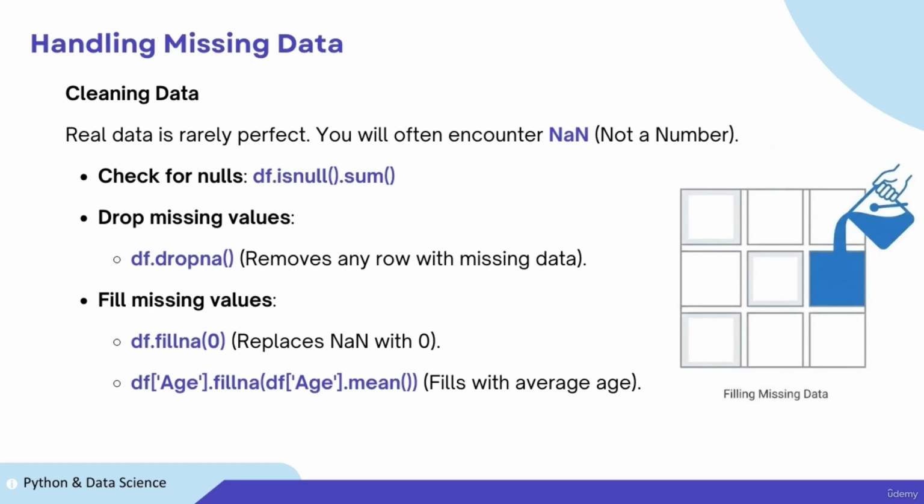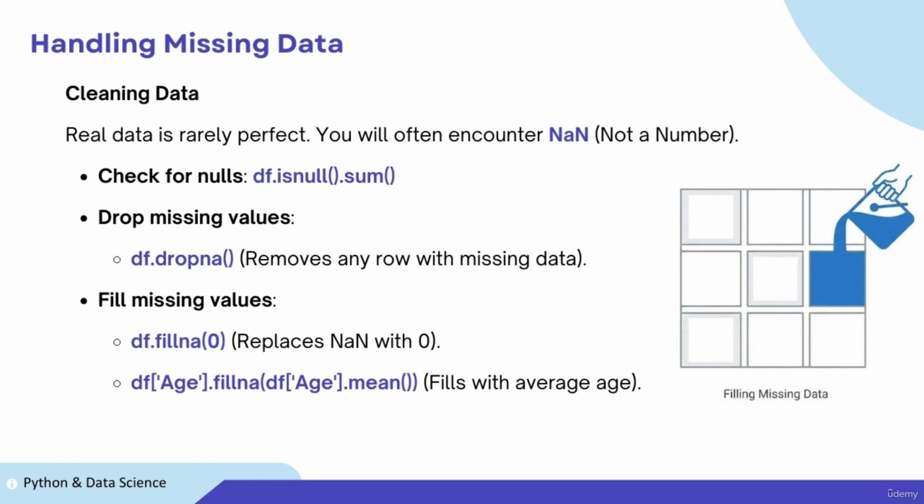Real-world data is rarely perfect. You'll frequently encounter NaN values. This is cleaning data. First, detect the problem. df.isnull().sum() will give you a count of missing values in every column. Once you find them, you have two choices. Option 1, drop them. df.dropna() removes any row that contains missing data. This is quick but can lose data.